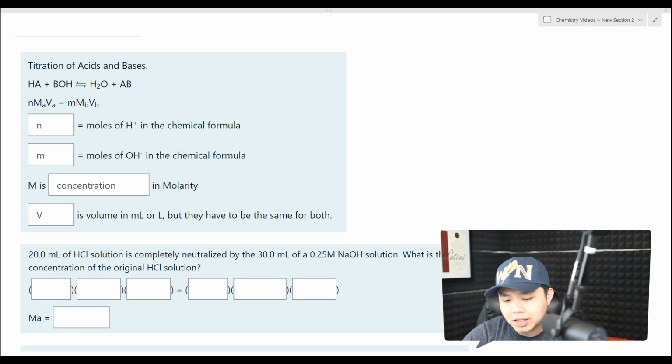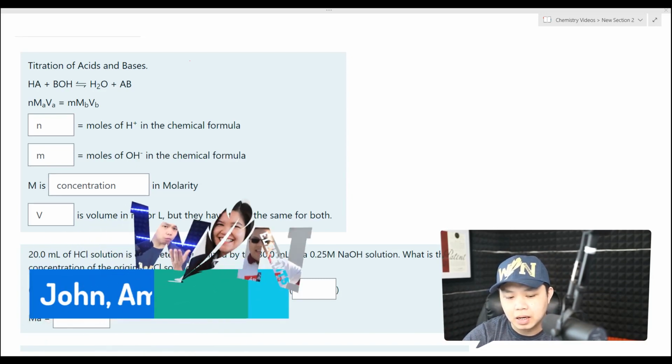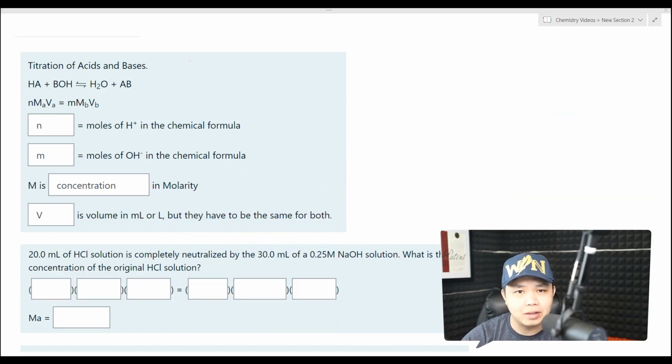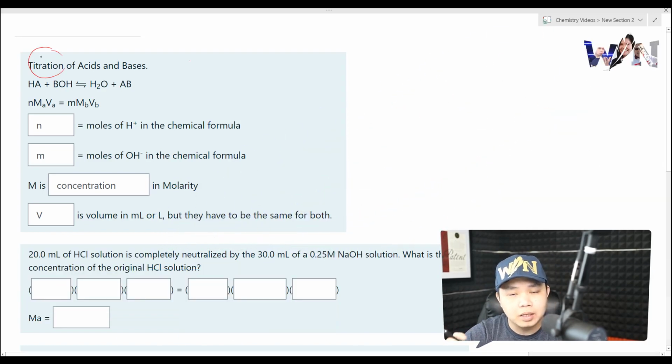Well, in the previous lesson we learned about acid and base. Now, in this lesson we are going to look at how they react together to neutralize each other. In titration, you basically can use this method to identify the concentration of an acid or a base based on specific values that are given to us.